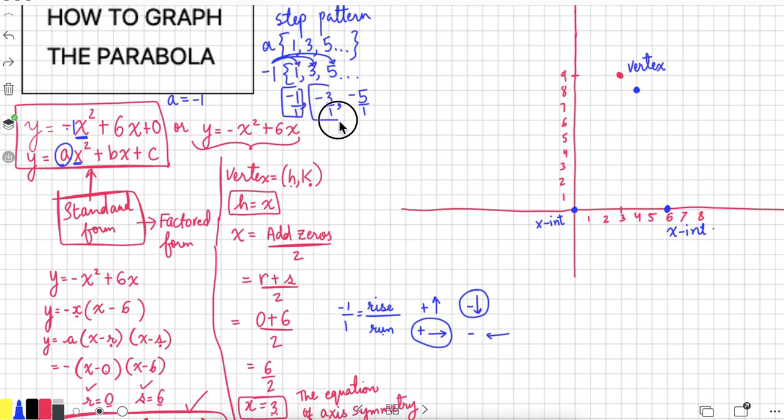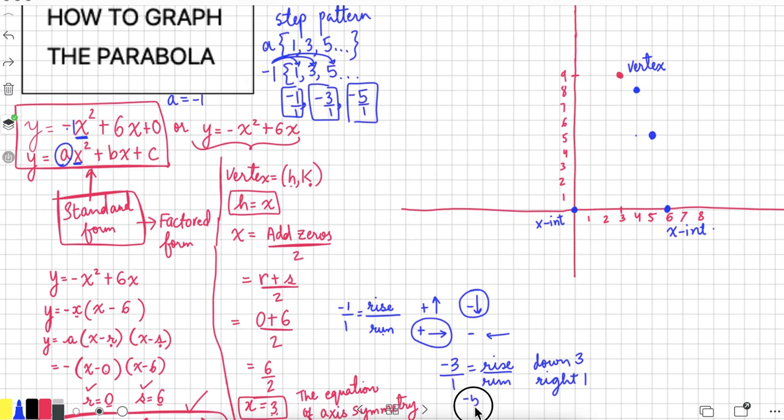Next up, -3 over 1, following the same thing. Top is negative, so we're going to go down, and the bottom is +1, so going right. The top is the rise. If the rise is negative, we go down. How many units? It's a 3 here, so go down 3 units. The run is +1 here. When it's positive, we go to the right, by how many units? It's a 1 here, so right by 1 unit. So from the point we just plotted here, we will go down by 3 units, 1, 2, 3, and move right by 1. So here.